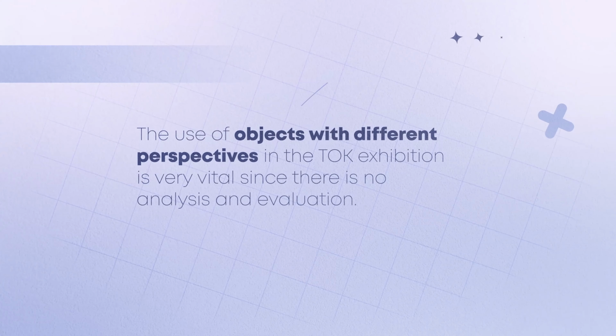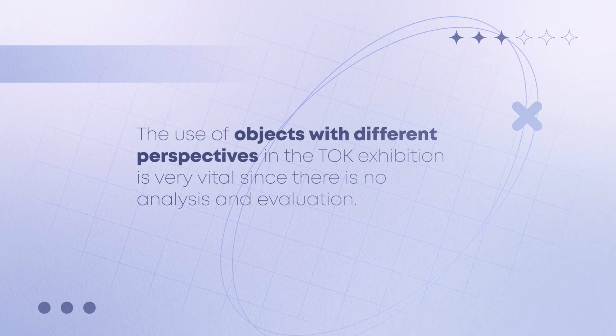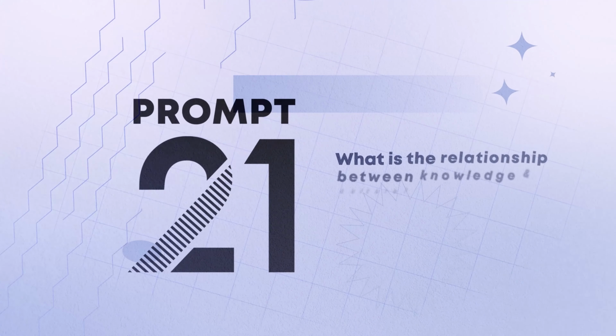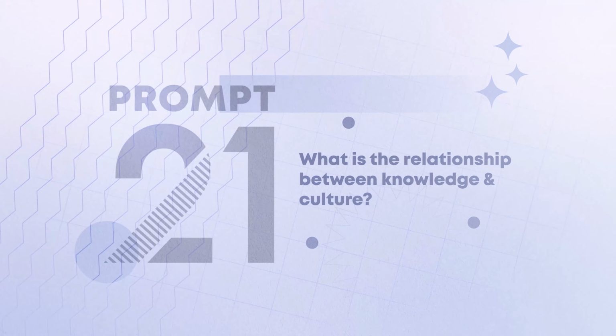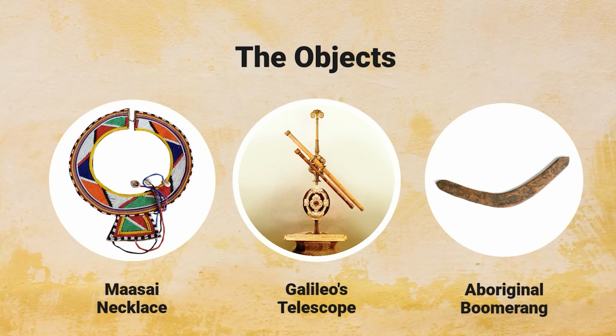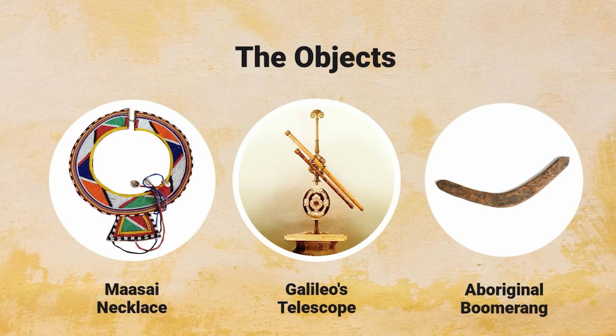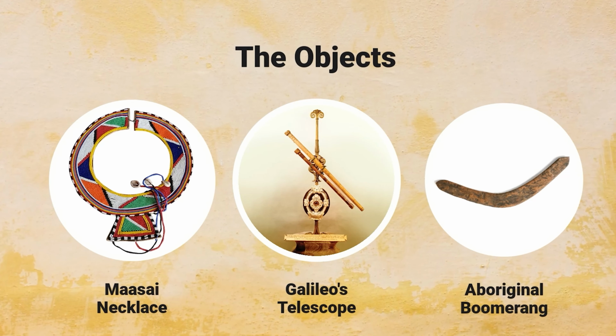The use of objects with different perspectives in the Tok Exhibition is very vital, since there's no analysis and evaluation. For example, let's use prompt number 21. What is the relationship between knowledge and culture? If your first object is the Maasai necklace, then your second object should be Galileo's first telescope, and the third object can be an Aboriginal Australian boomerang.